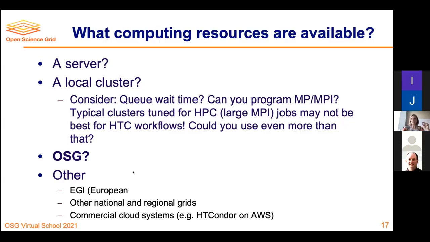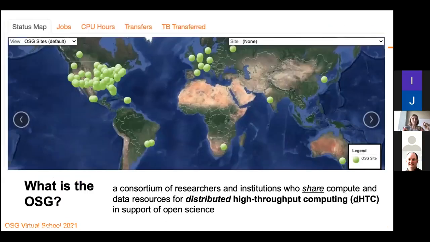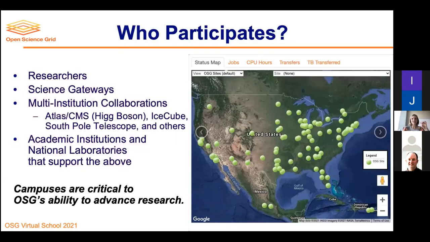Let's talk about the OSG and how it's a little different. The OSG is a consortium of researchers and institutions who share compute and data capacity to enable distributed high throughput computing in support of open science. So it tends to be participated in not by members of industry who are not doing open science or often doing proprietary science. And that should tell you a bit about who's participating, but let's talk about that.